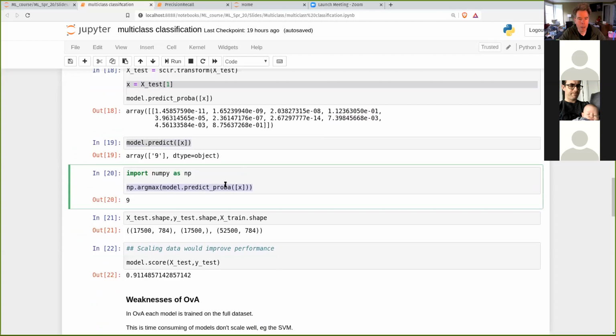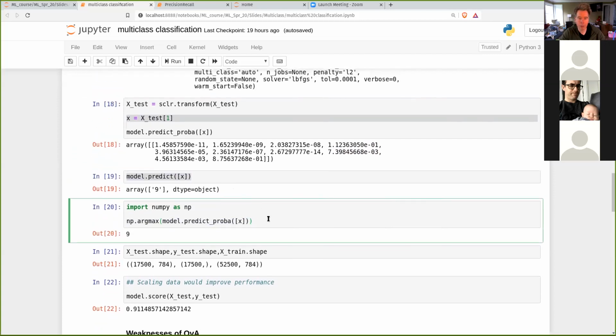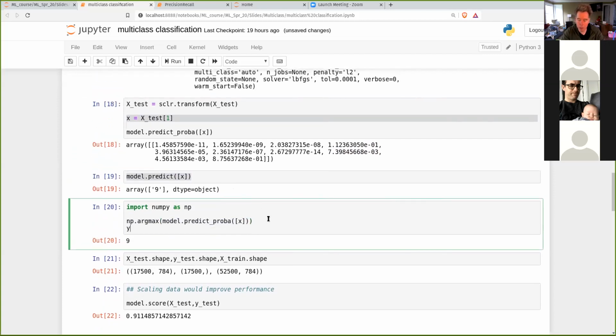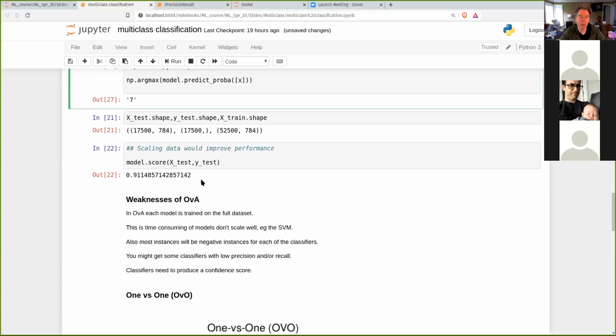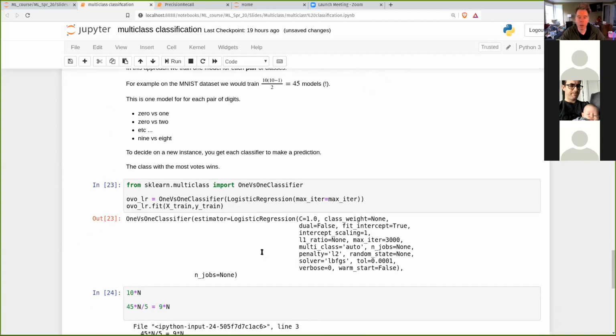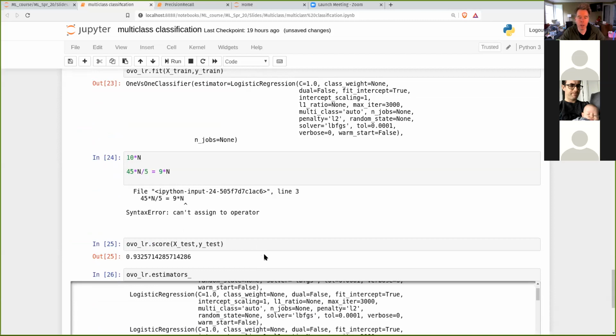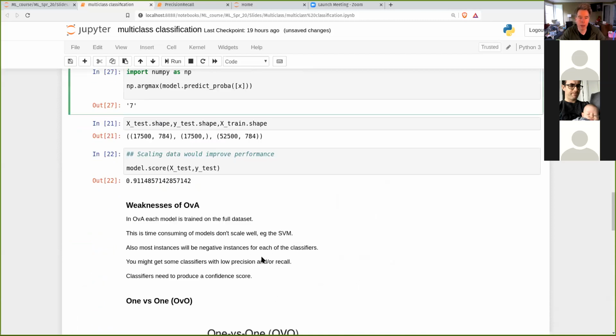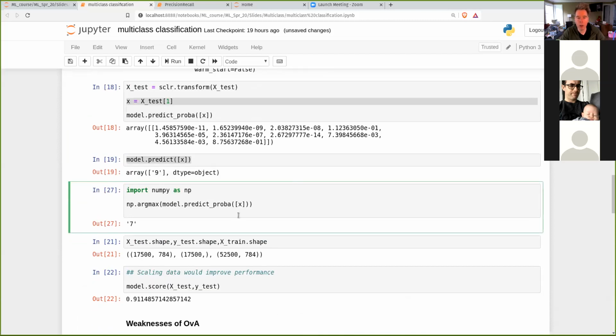I never did actually look at why test 1, but I guess we could. I think that might be for something else, because I'm doing some other stuff down below, so it's probably a different test set. But at any rate, whether it's right or wrong, that's how it makes its prediction.